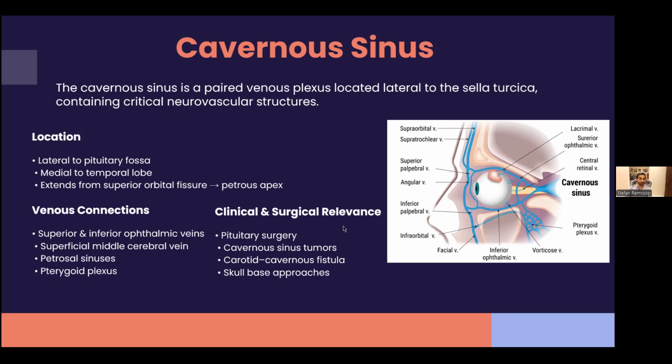receives blood from the superior and inferior ophthalmic veins, your superficial middle cerebral vein, and your sphenoparietal sinus. And it will drain posteriorly via the superior and inferior petrosal sinuses into your transverse sigmoid system and your jugular vein. These extensive connections explain the spread of infection from the face to the cavernous sinus.